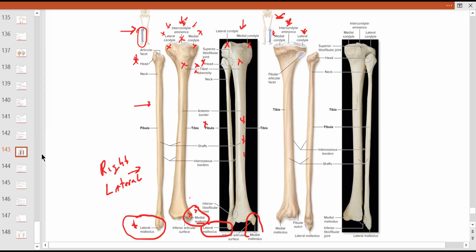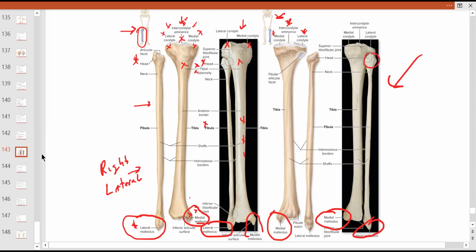And you have to know it's the tibia. So now this is the medial malleolus. This is the posterior view. All this on the right of your screen is the posterior view. And here's the lateral malleolus of the fibula, the medial malleolus of the tibia. So the head of the fibula is up here.